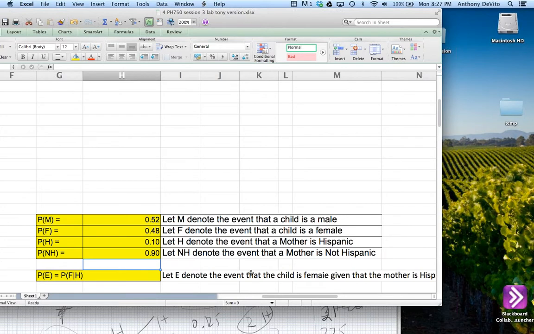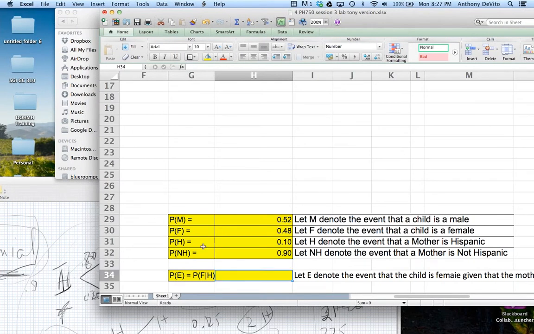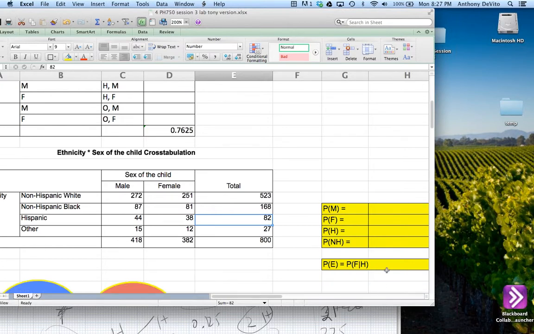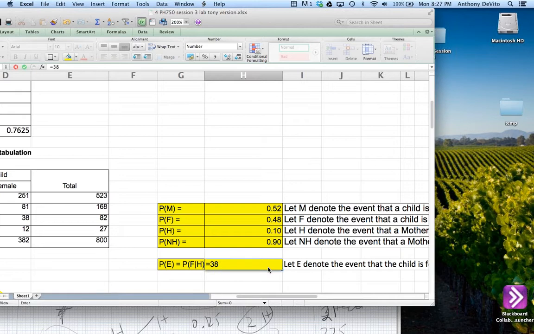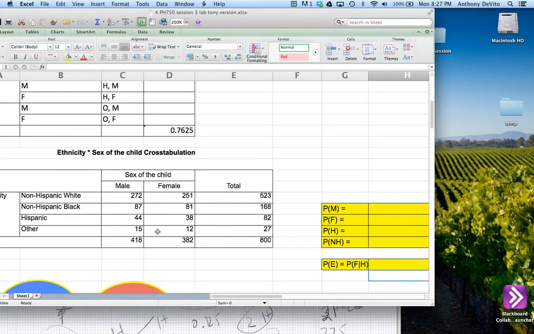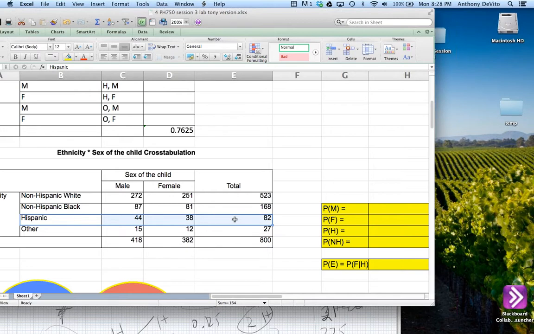Okay, so now let's take a look at this. I let the variable E denote the event that the child is female, given that the mother is Hispanic. So what do we start with there? We're starting with the fact that the mother is Hispanic. So we're only dealing with these particular births, these 82 births. What's the probability that the child is female if the mother is Hispanic? Well, in that case, it's going to be 38 over 82. Again, that kind of probability is a conditional probability. We're looking for the probability of a female baby given that we already know that the mother is Hispanic. So the probability of that baby being female is now conditional. We're only dealing with Hispanic mothers.